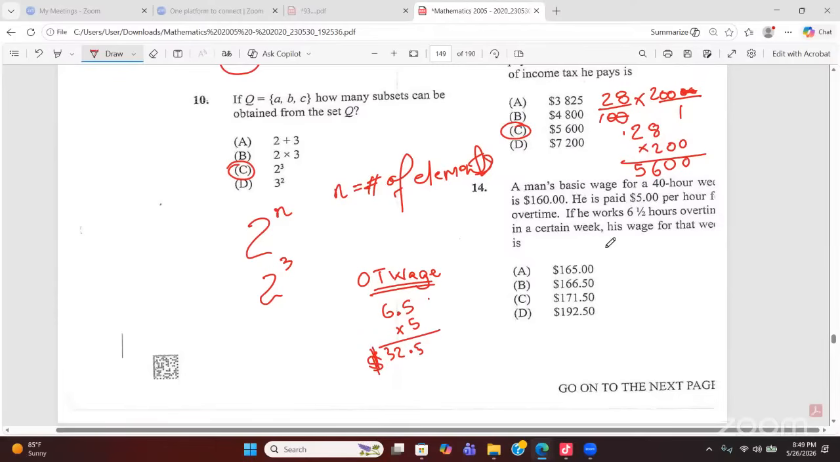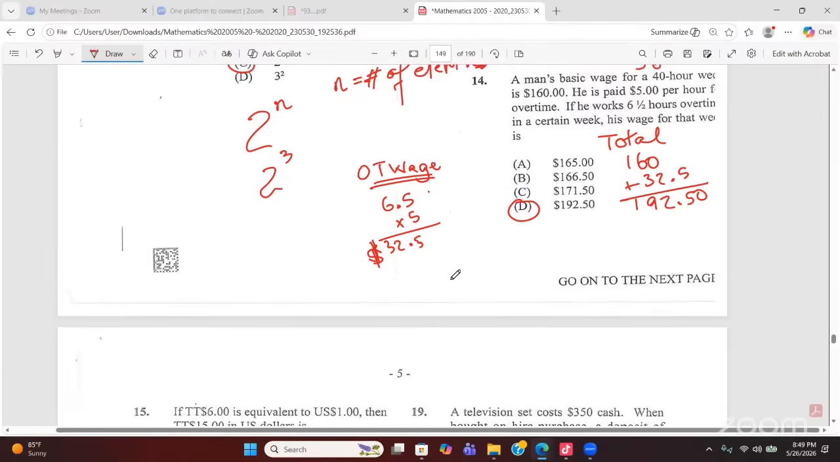Now the total wage is going to be 160 plus $32.50. You add this, you get $192.50, which is, as I said, a question that we have seen quite a number of times. All right, so everybody right here, are we good? We get D for that one. All right, so we're kicking it. We're pushing.